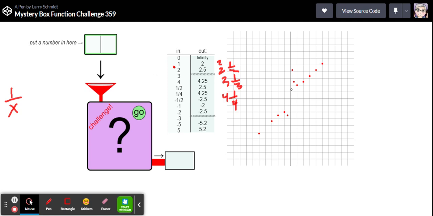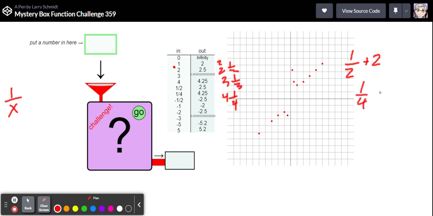Well, let's think about how this is going to work with a fraction. If we put in 1/2, I'm going to get the number, which is 1/2, and 1 over the number, which is 2. So 2.5 again. If I put in 1/4, I'm going to get the number and 1 over the number, which is 4. So 4 1/4, and that's what I'm getting there. So I think this is basically just 1 over x plus x, or x plus 1 over x.